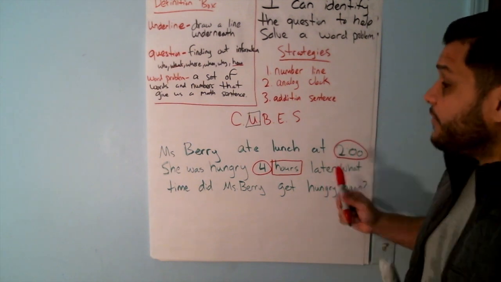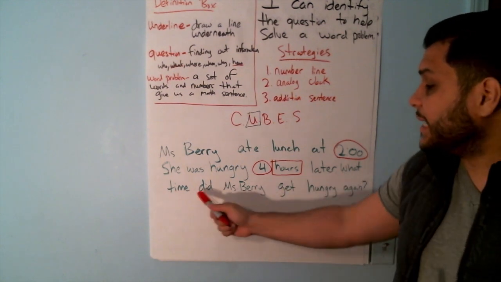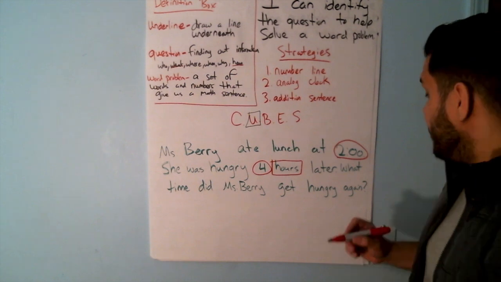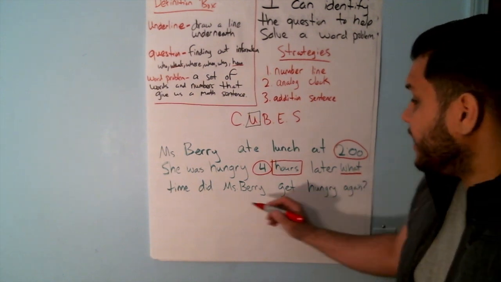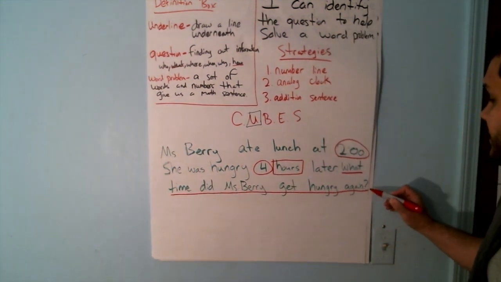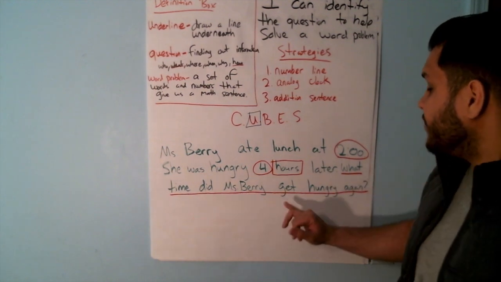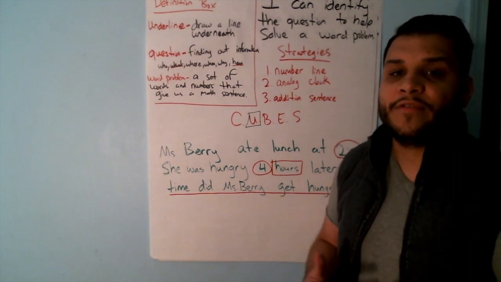Well, let me see if this is trying to find out information. What time did Miss Berry get hungry? It is trying to find out information. So I would start underlining at the word what and underline all the way to the question mark, because that lets me know that that is the end. What time did Miss Berry get hungry again? So I'm trying to find that information out.